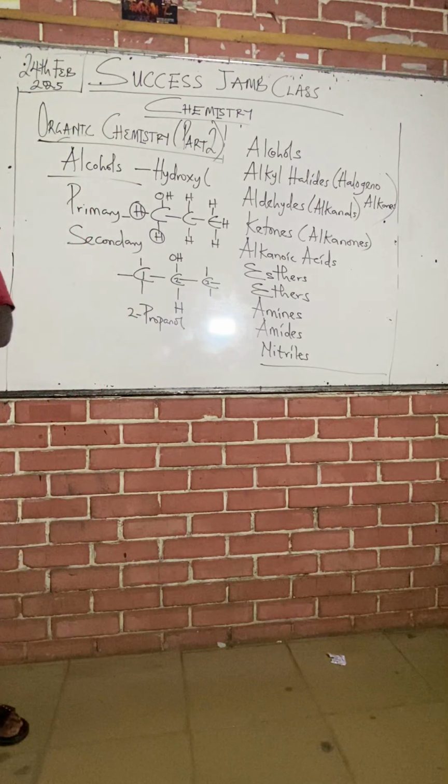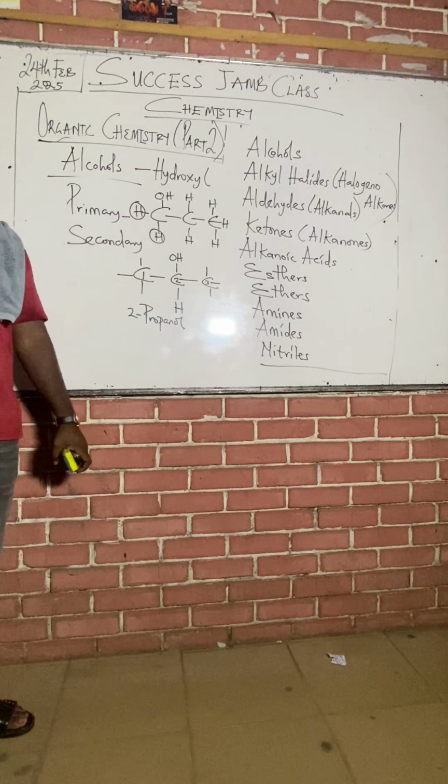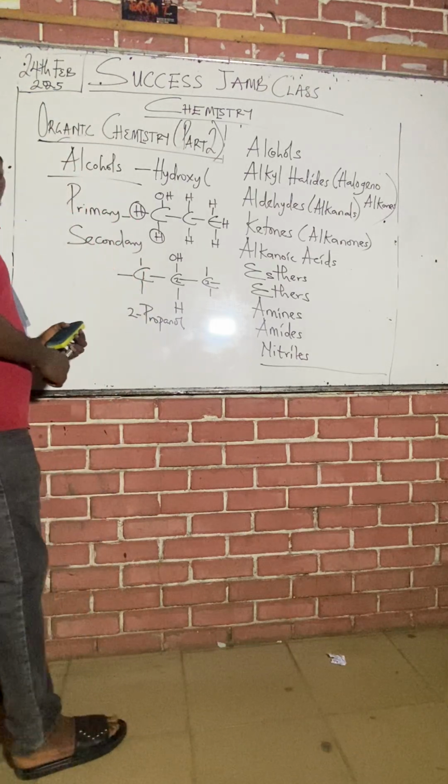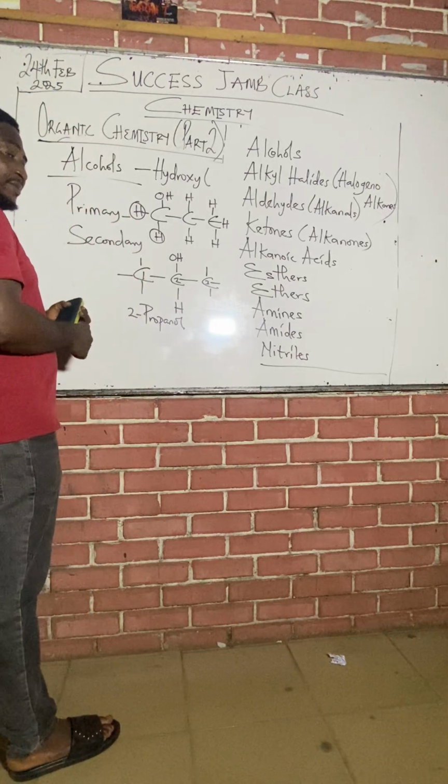Because the OH group is on the second carbon. 2-propanol, because the OH group is on the second carbon. Secondary alcohol. So in the exam, you could be asked to identify which of the following is a secondary alcohol. This is what you look out for in the exam.